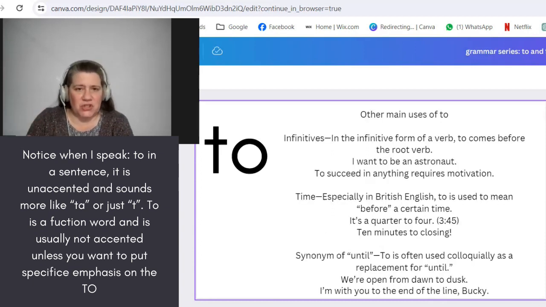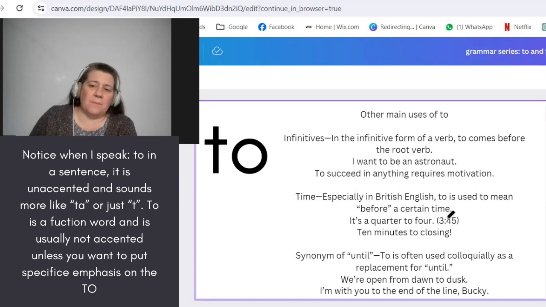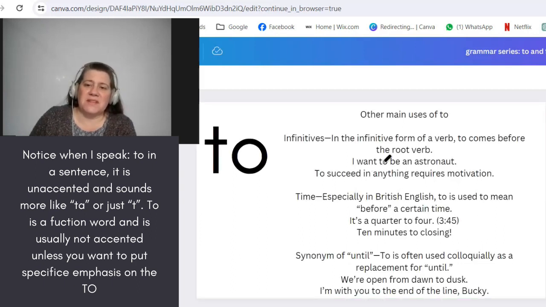Other reasons for "to", and these are not in the infinitives, I would not call those prepositional "to"s. However, we will use them. So this is an infinitive. I want to be an astronaut. Notice it's followed by a verb. "To" is part of the verb in the infinitive form in English.